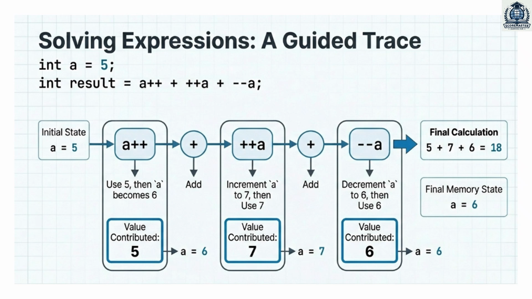Postfix uses first, then changes. a++ gives 5, then quietly moves a to 6. Prefix changes first, then uses. ++a jumps a to 7 before contributing the value. Don't skim mixed operators. Evaluation runs left to right, so each step mutates the same variable. Final result is 18, but memory ends at 7. Output and variable state are not always the same thing.